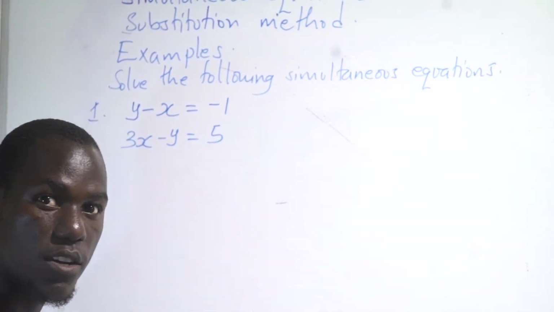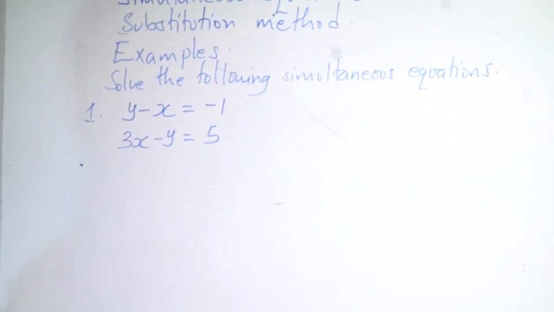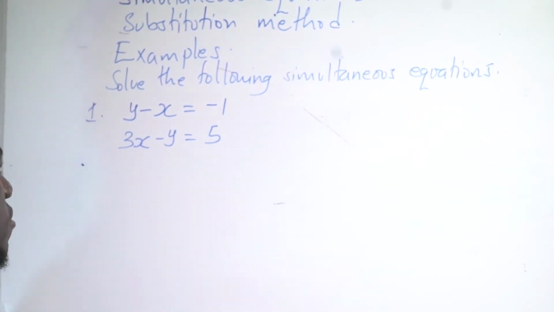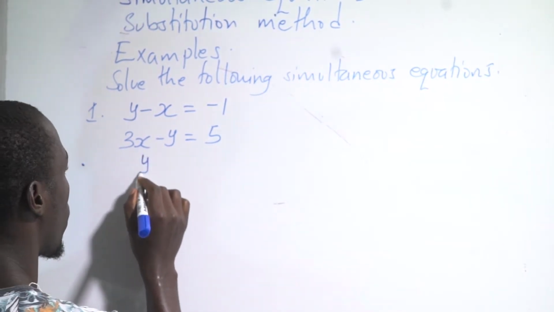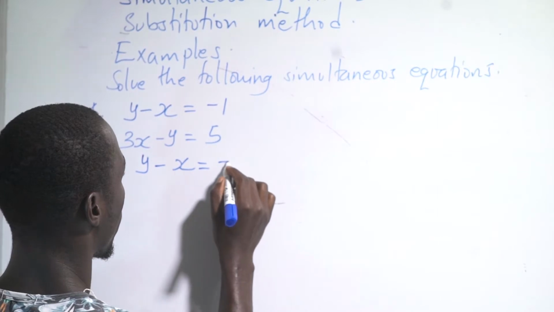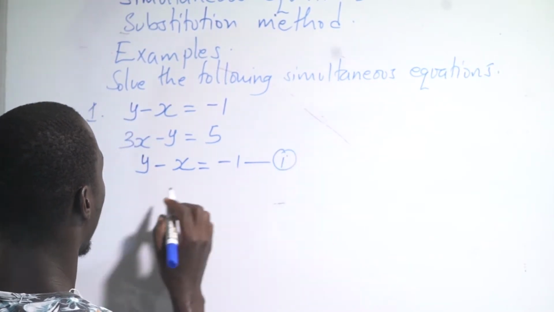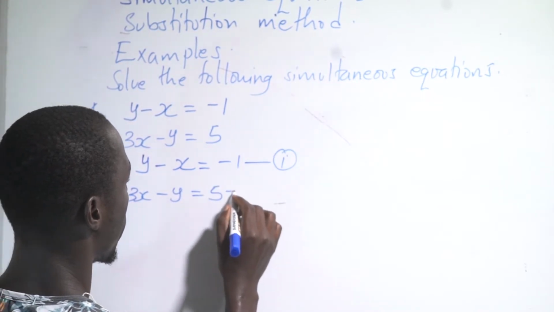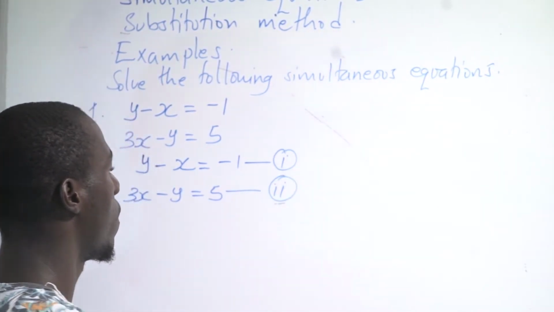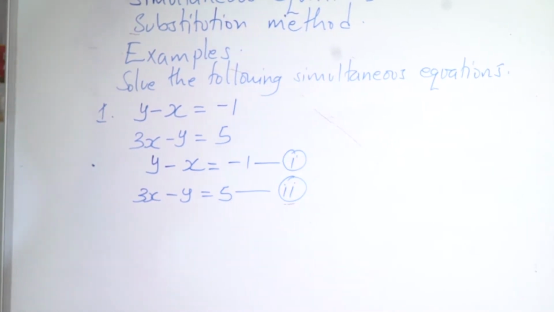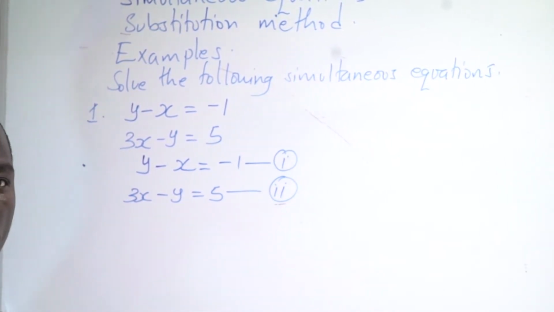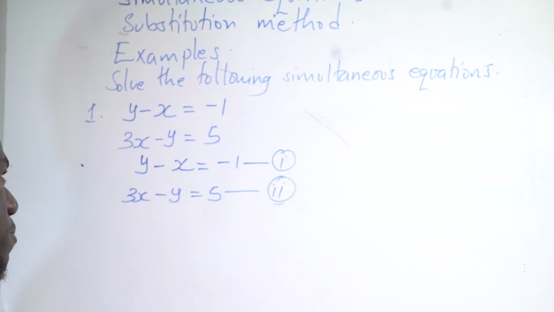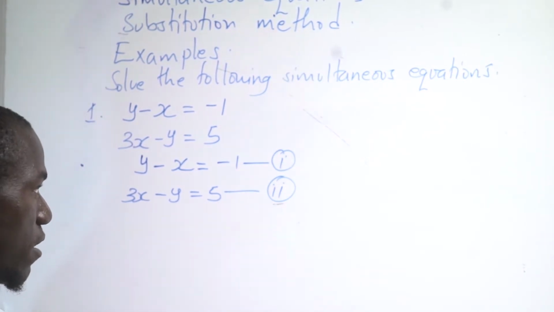Now, in our lesson 1, we talked about the elimination method. Here we're going to talk about the substitution. Step 1, we are going to label those equations. Step 2, we are going to make x or y the subject of the formula in any of the two equations.